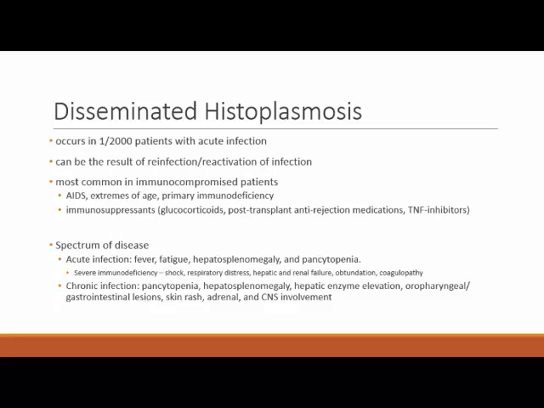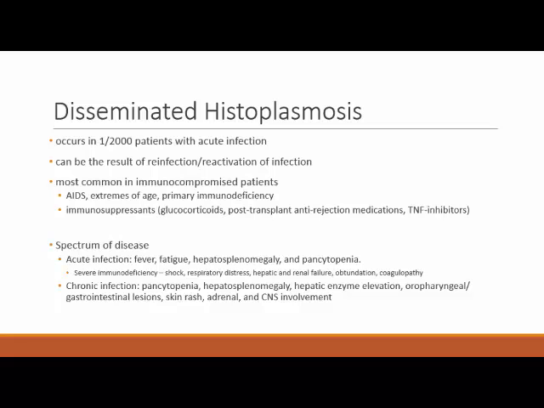There was a study out of Europe with 72 HIV patients who presented with disseminated histoplasmosis, and in 61% of them, this disseminated disease was actually their AIDS-presenting illness. The spectrum for disseminated histoplasmosis includes an acute type of infection where patients, again, have nonspecific fever, fatigue, hepatosplenomegaly, pancytopenia. But if they're severely immunodeficient, they can present in shock, respiratory distress, and multi-system organ dysfunction.